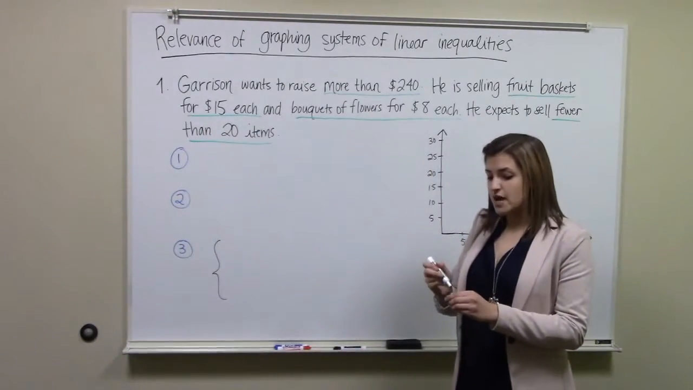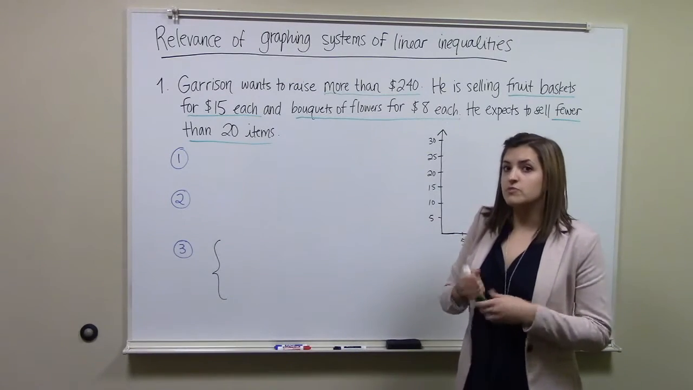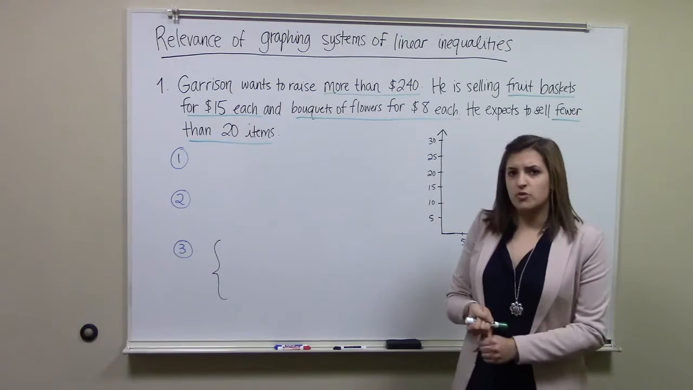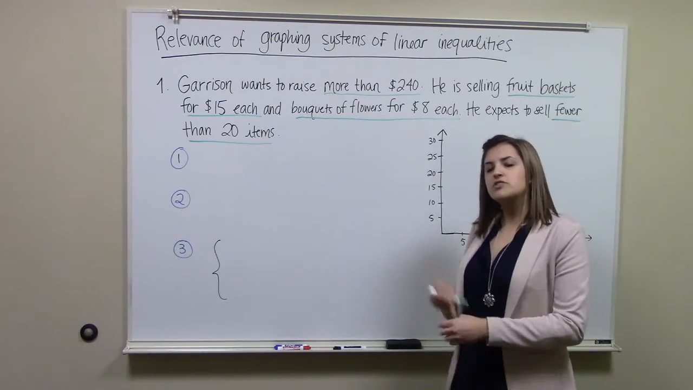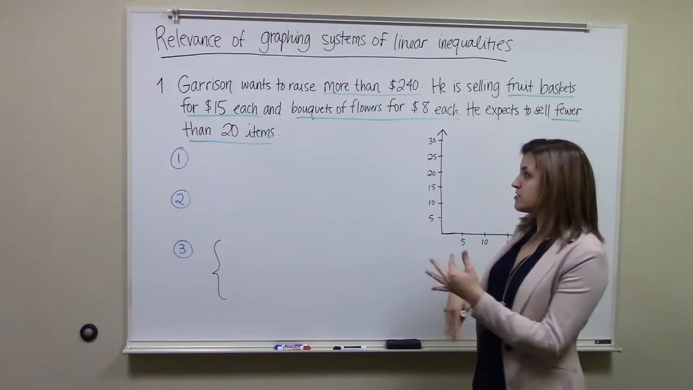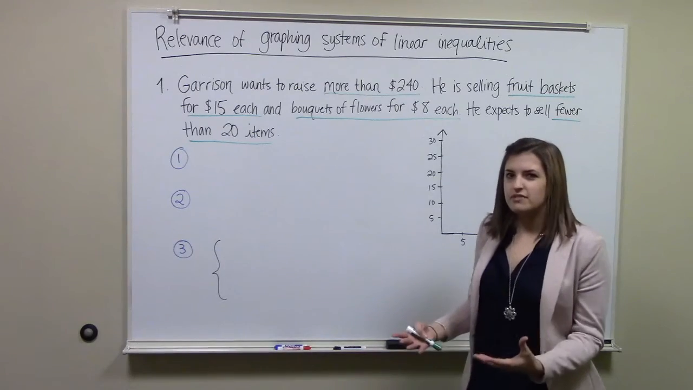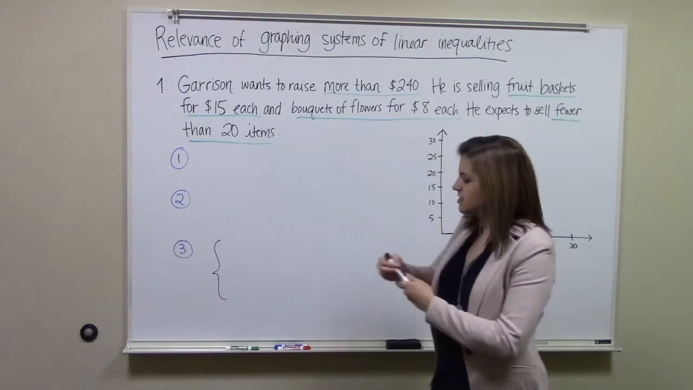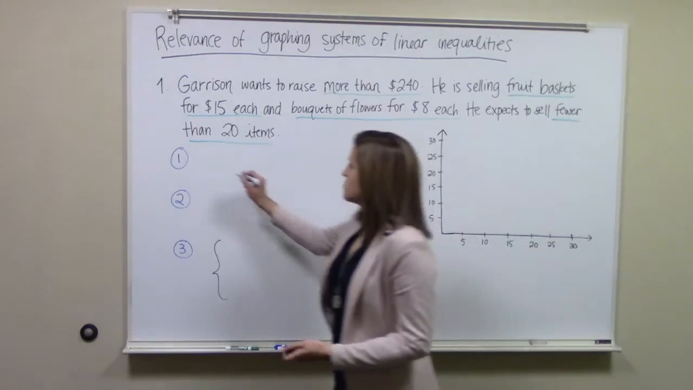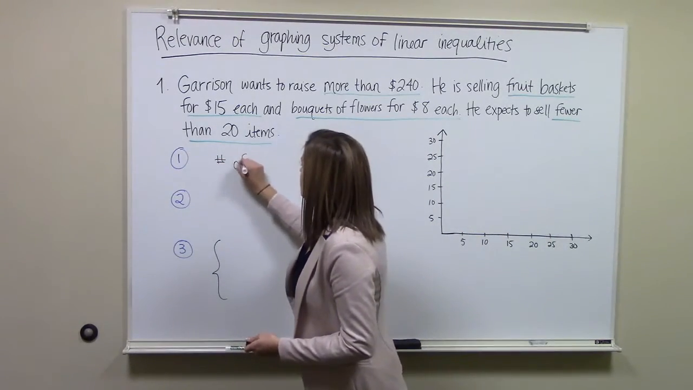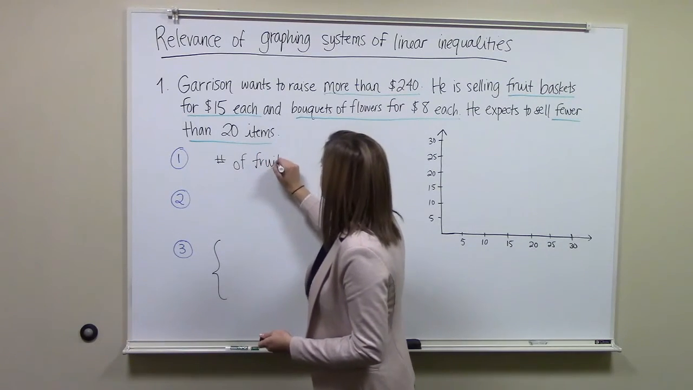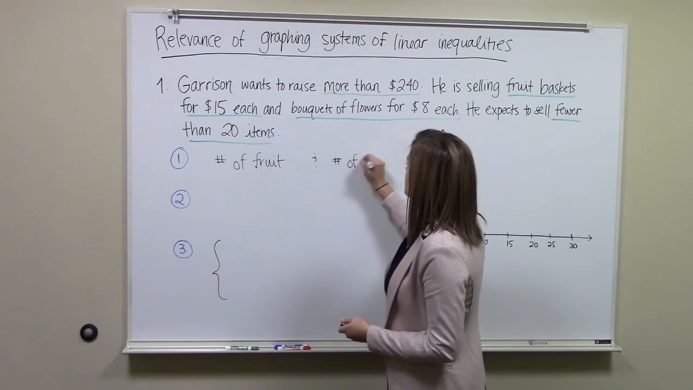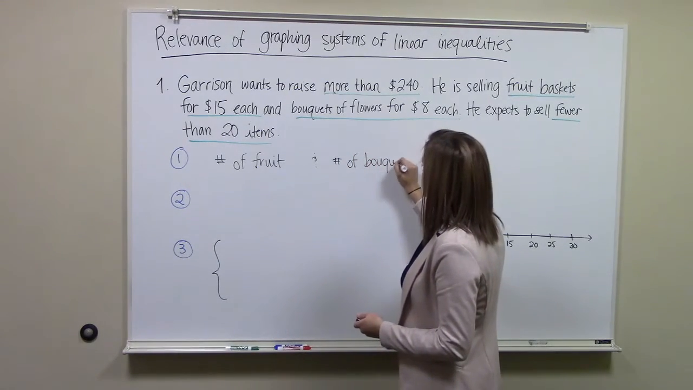All right, our first step is to determine what we need to know. So what do we need to know? Well, he needs to raise more than $240, but he also expects to sell fewer items than 20. So we kind of need to figure out how many of each item he's going to sell. So to do that, we need to know the number of fruit baskets, and he needs to know the number of bouquets of flowers.